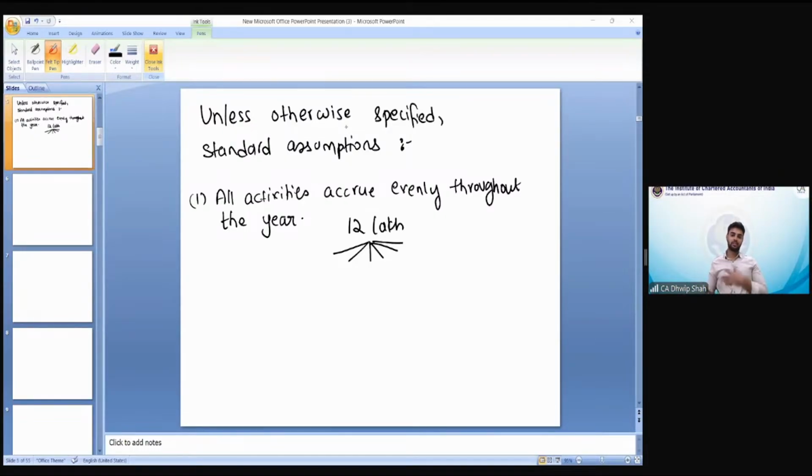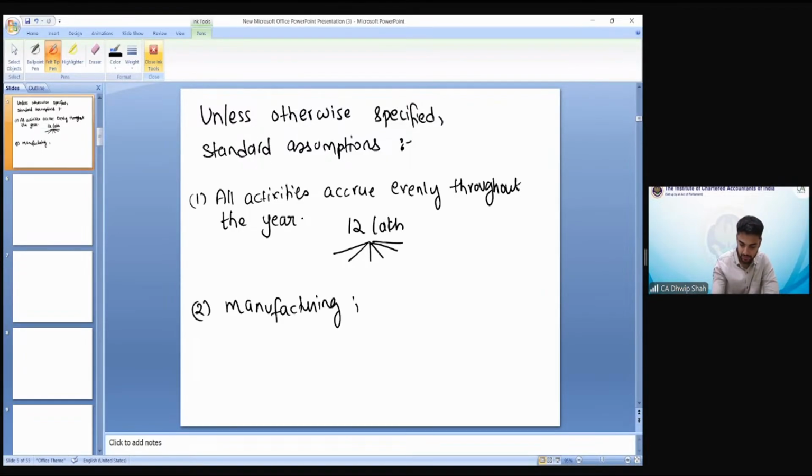Are you getting this? All activities accrue evenly throughout the year. Second, the estimation of working capital that we will learn in this chapter would be for manufacturing business. Are you getting this? We will learn to estimate the working capital for those businesses who are engaged in the manufacturing industry.